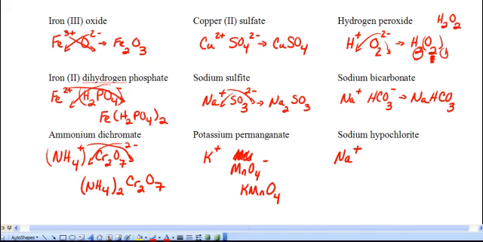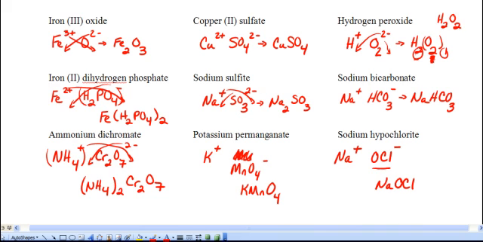And finally, sodium hypochlorite, which is in bleach. Sodium is a plus 1. Hypochlorite can be written as OCl minus or ClO minus. This is more common, writing it this way. And so it's a 1-to-1, so it is simply 1 sodium, 1 hypochlorite ion, NaOCl.